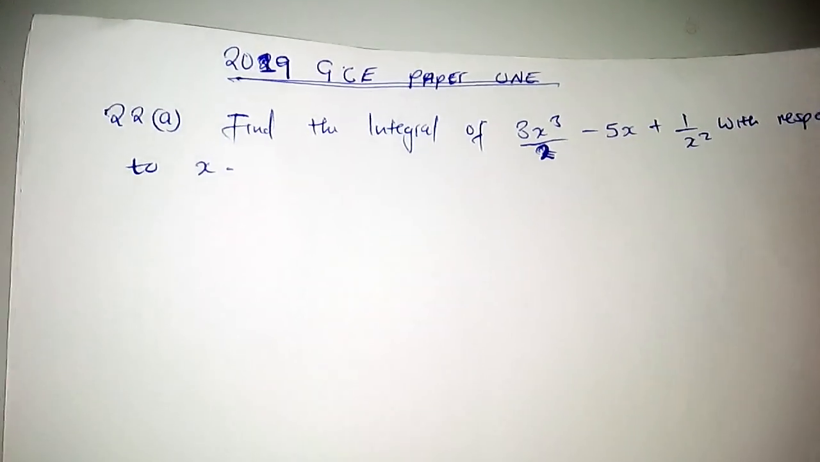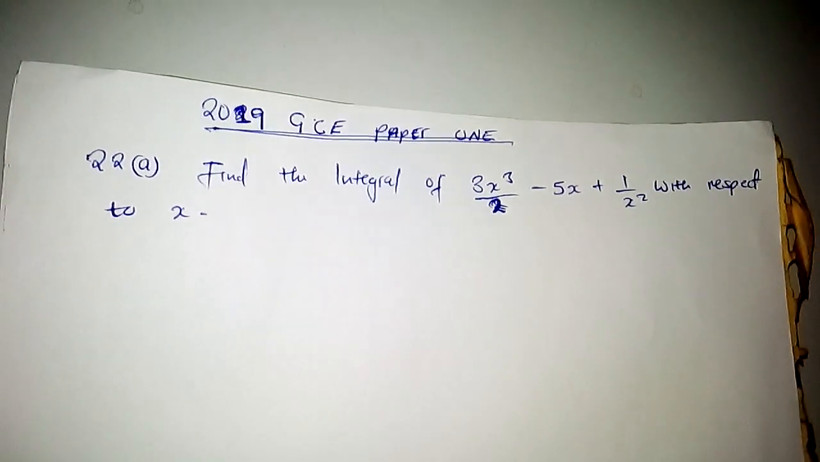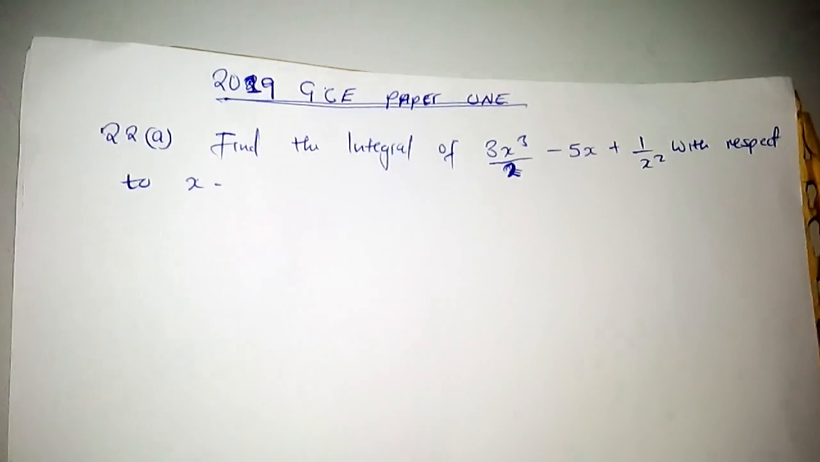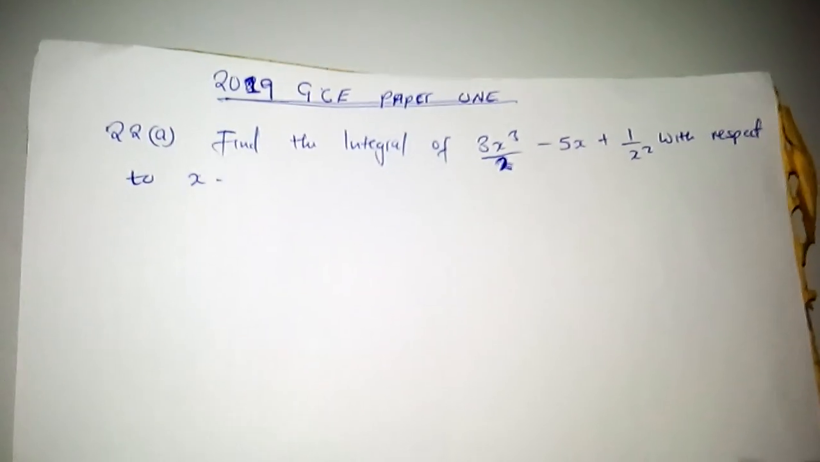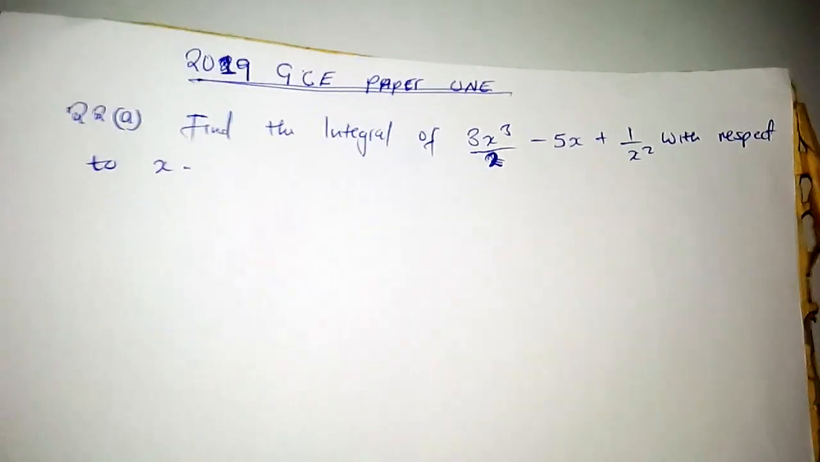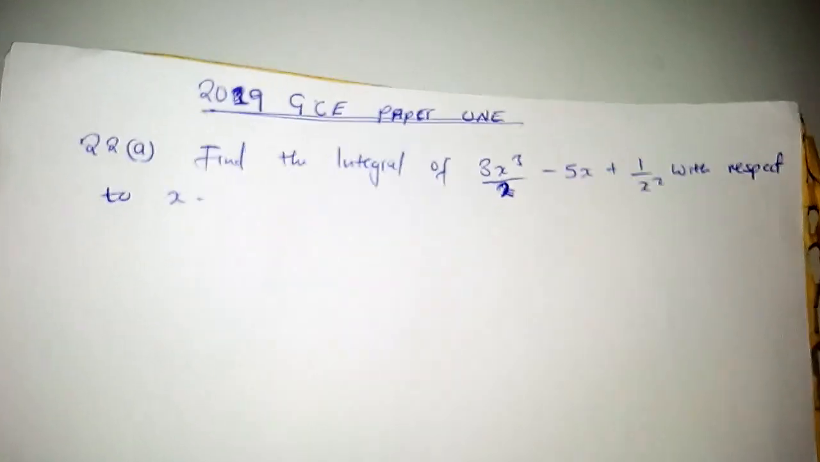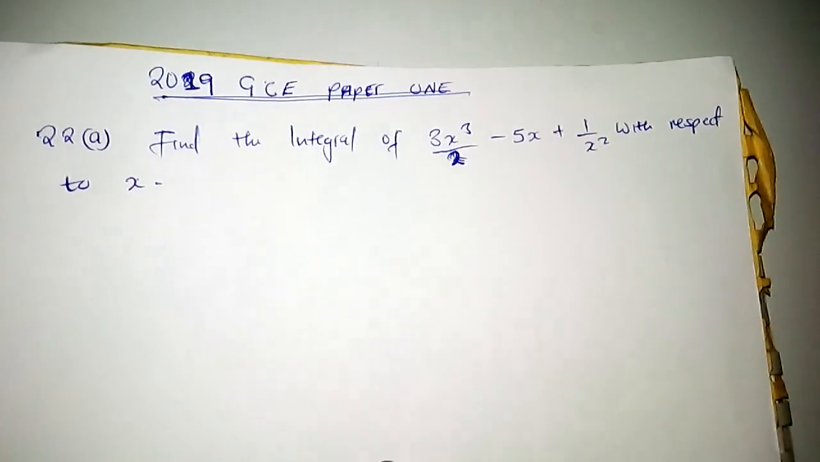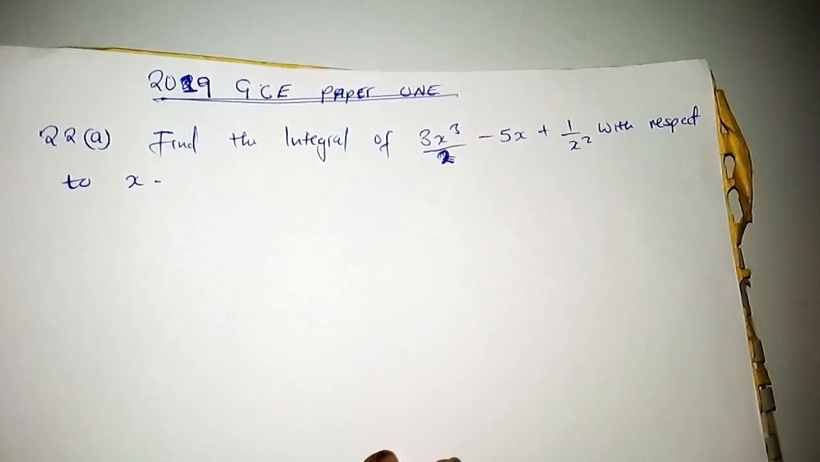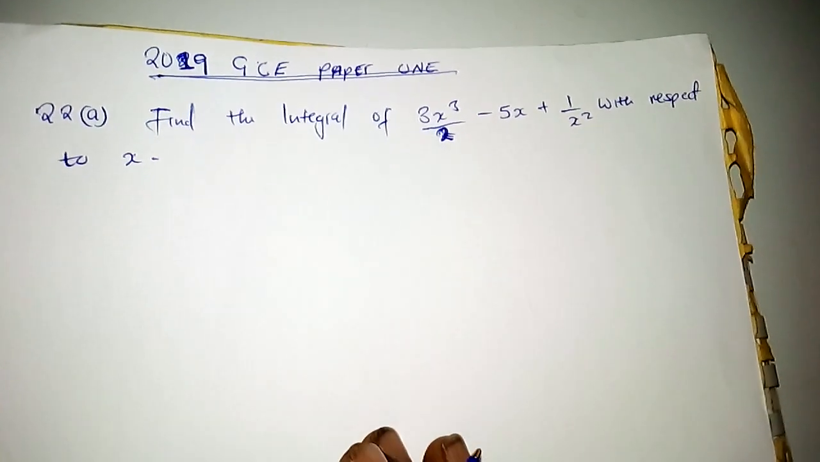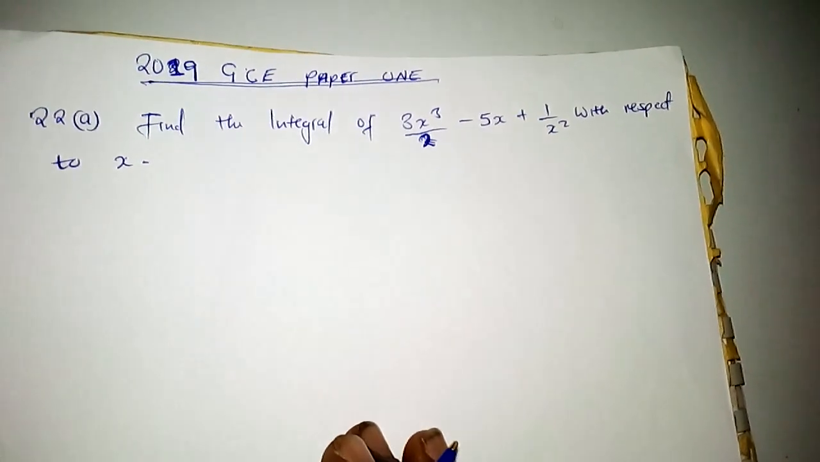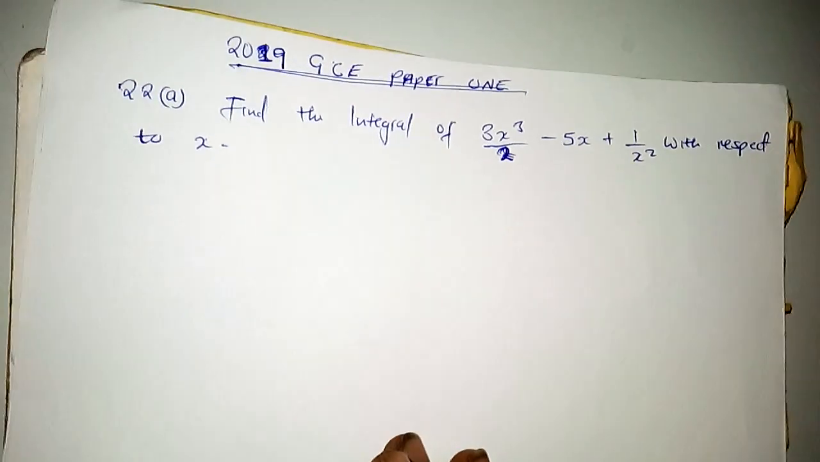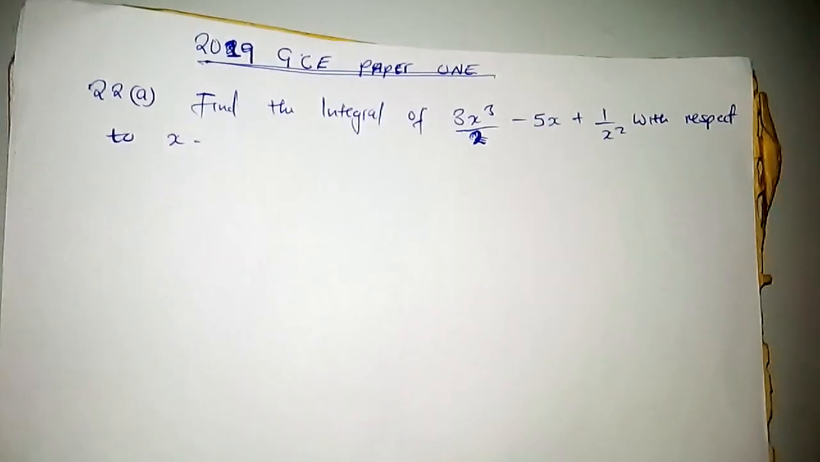So today we are going to look at a 2019 question, a GCE past paper, which is paper 1. So we are going to look at question 22a, and it reads: find the integral of 3x to the power 3 over 2 minus 5x plus 1 over x squared with respect to x. So this is a calculus question.